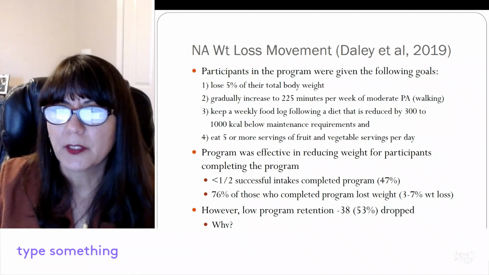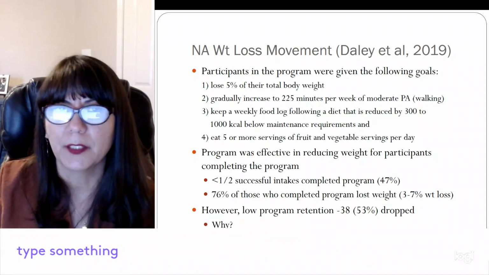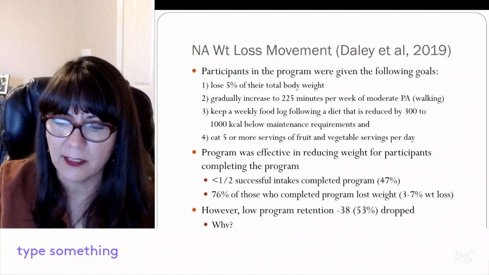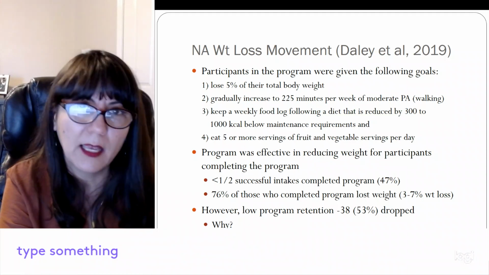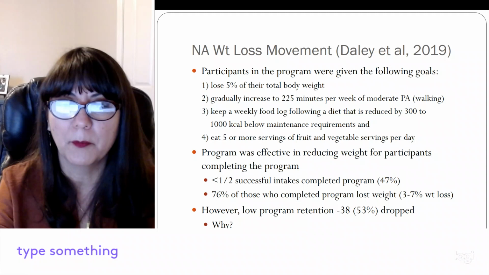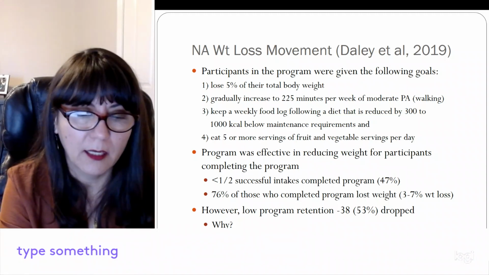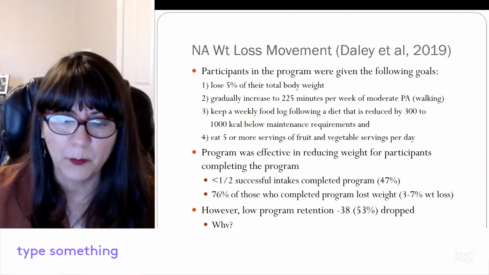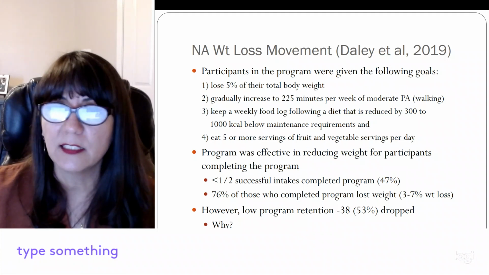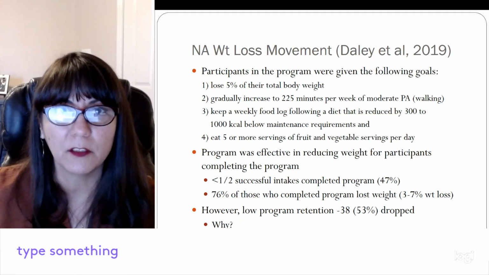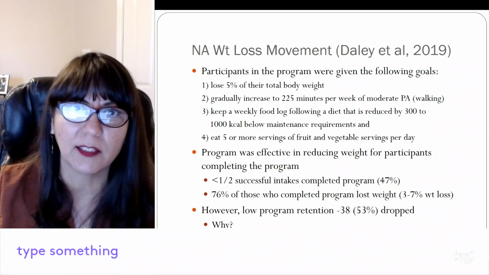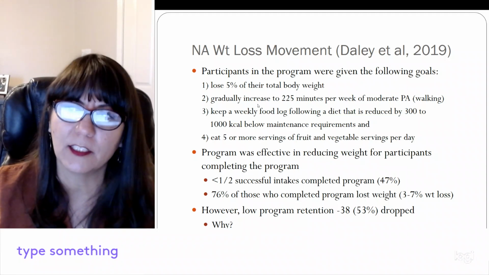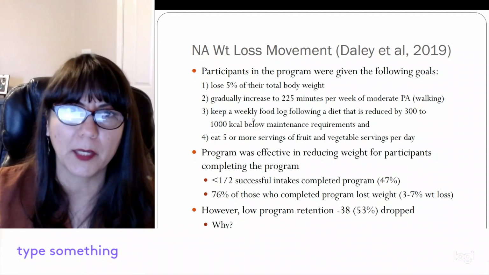So participants in the program were given the following goal. So they were told to lose 5% of their total body weight. And why 5%? Well, 5% is scientifically proven to have a significant health influence, right? Positive health benefits. So that typically people who lose 5% of their total body weight may see improvements in things like insulin production, cholesterol levels, their blood pressure, and other health indicators. Okay, so that's always, at least when people are really struggling, that's an initial target of total body weight loss.